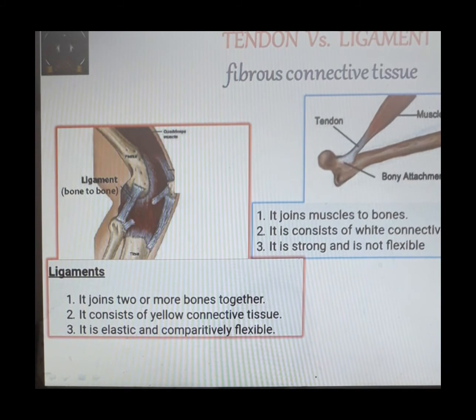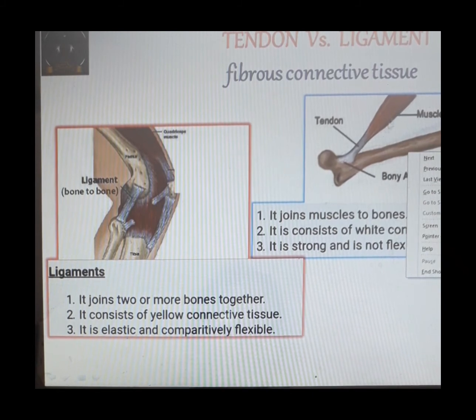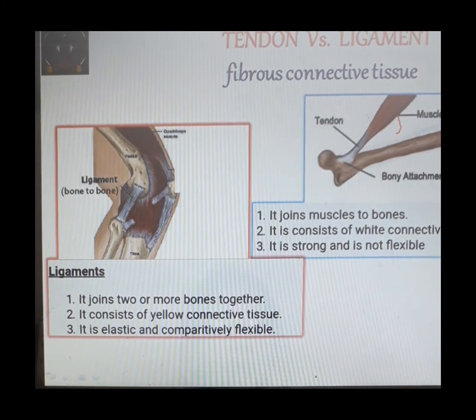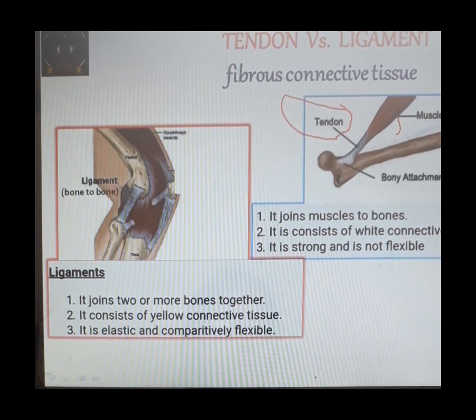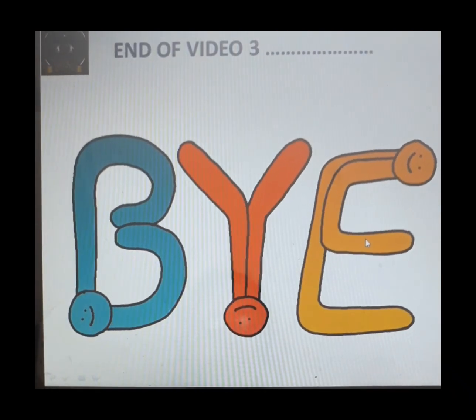Then come to another structure called tendon. Now in our body, the muscles are attached to the bones. The structure which is going to attach bone with the muscle is known as a tendon. The tendon consists of white connective tissue. It shows the presence of white fibers or collagen fibers. It is strong and not as flexible as compared to the ligaments. So yes, here we finish tendons and ligaments, and therefore we finish our video number 3.